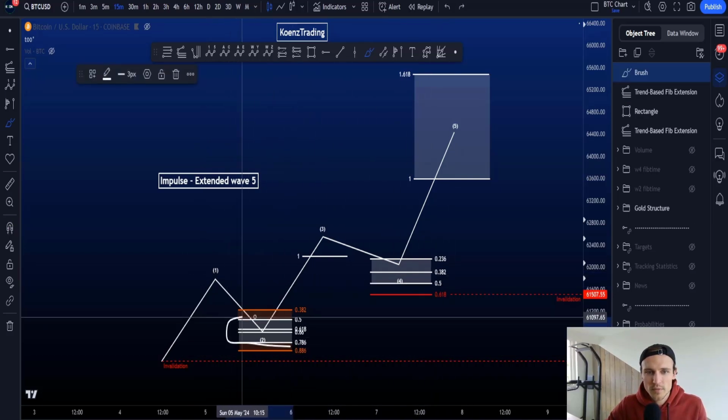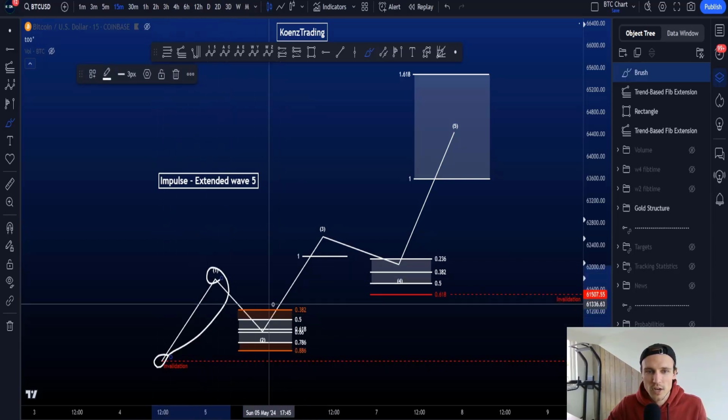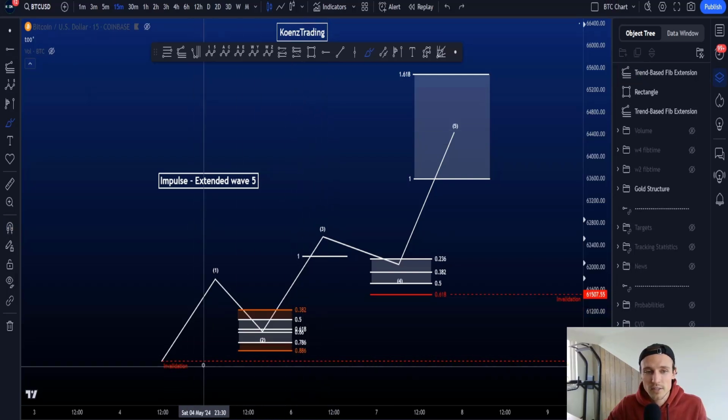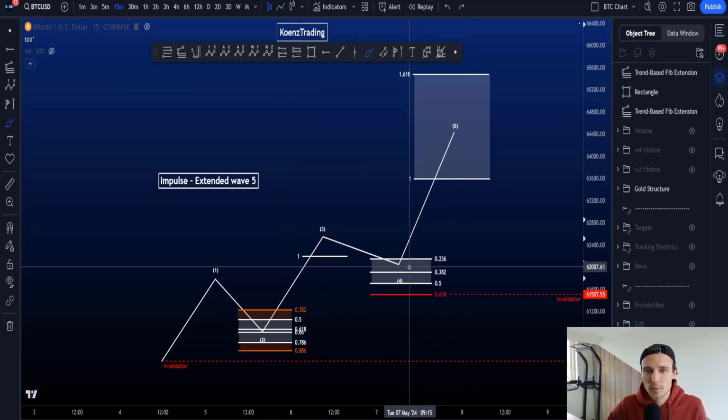Common target for wave 2 is the 0.5 to the 0.786 Fibonacci, taken from the low of 1 to the high of 1. The 0.382 is an uncommon target, the 0.886 is a rare target, and the invalidation is the low of wave 1 until wave 5 is finished.